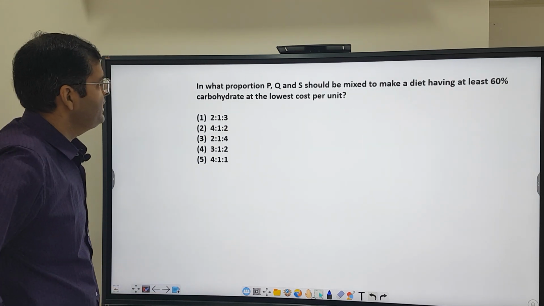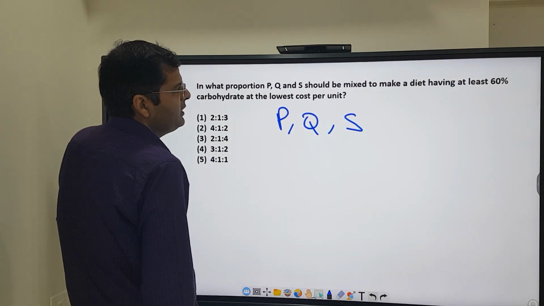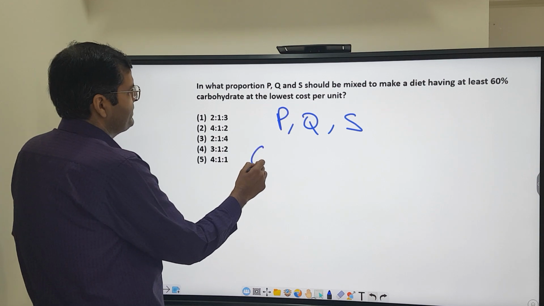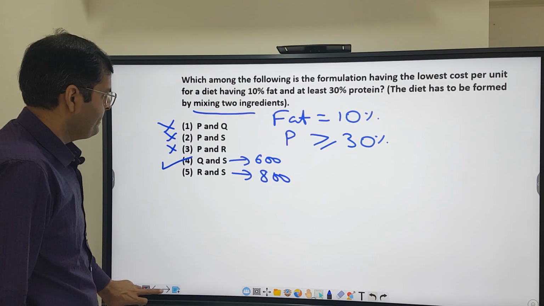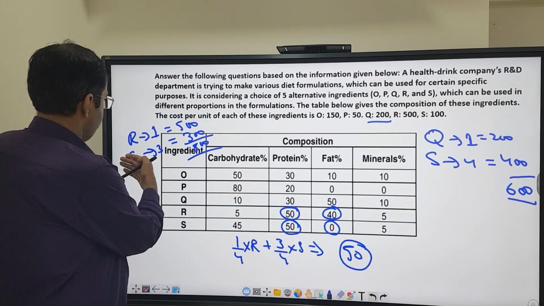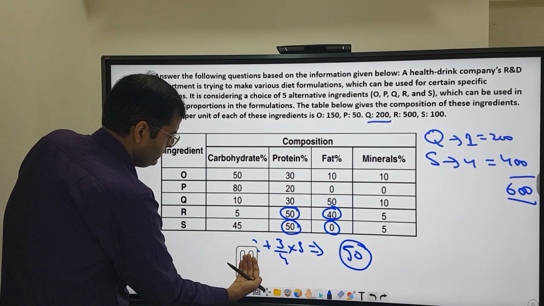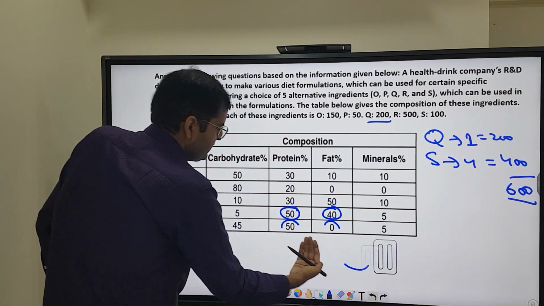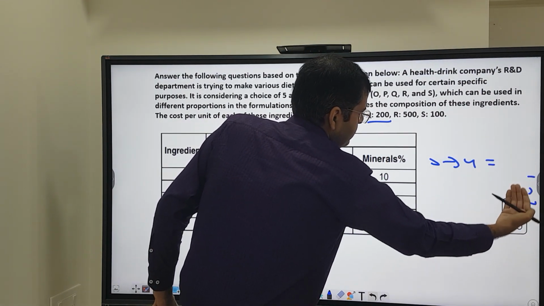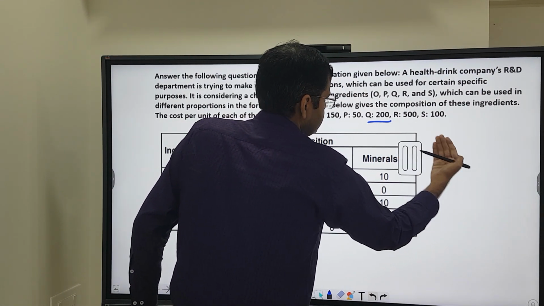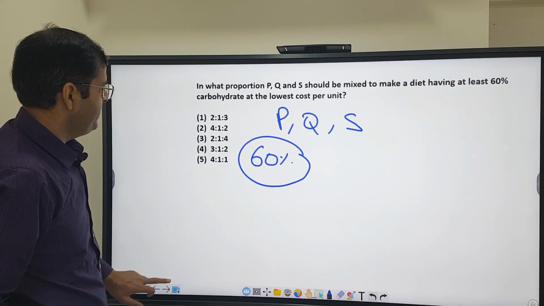Okay, so this question says, in what proportion P, Q and S should be mixed to make a diet having at least 60% carb, at lowest cost? So at least 60% carb you have to get from P, Q and S. Is it P, Q and S? Yeah, P, Q and S.